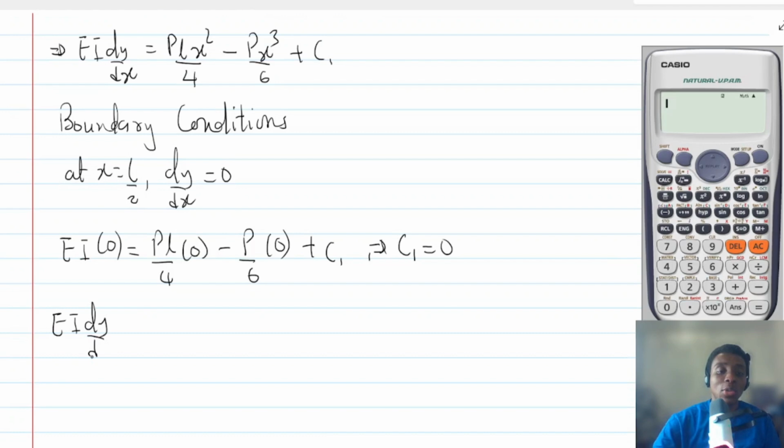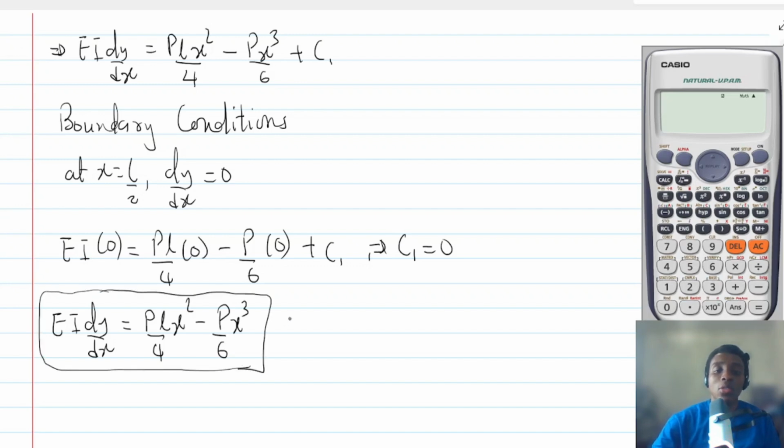But you cannot just assume that C1 is 0, so you will not calculate it. If you don't calculate it, how would you know that it is 0? Okay. So P over 6 x cubed, that's all. This is what we call your slope equation. At this moment, you have gotten your slope equation.